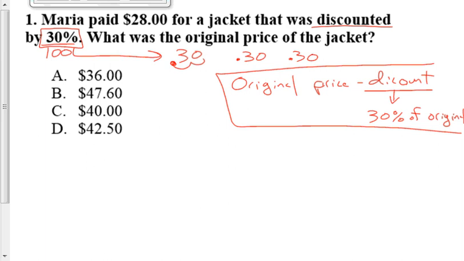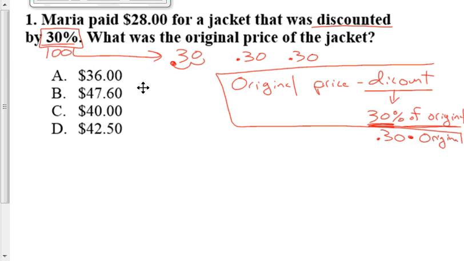And just remember when you try this problem that to do 30% of original, that's going to be your 0.30 times whatever your original was. So try this problem and enter in your answer.